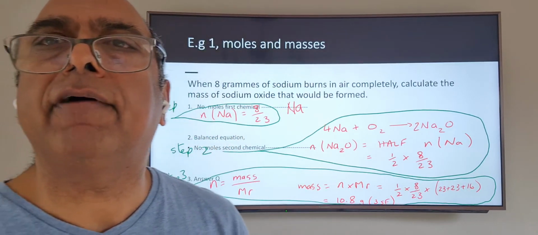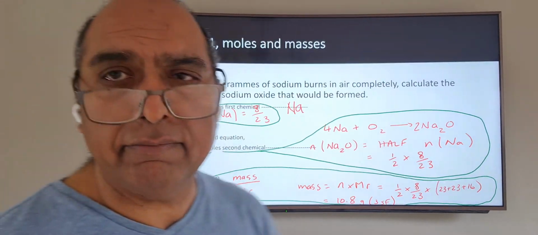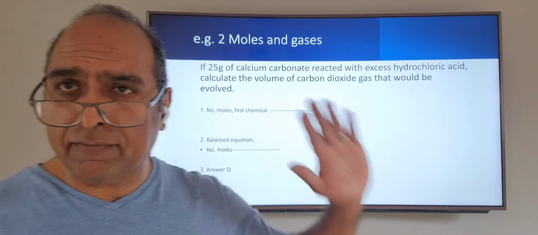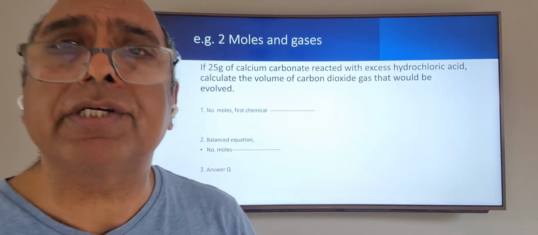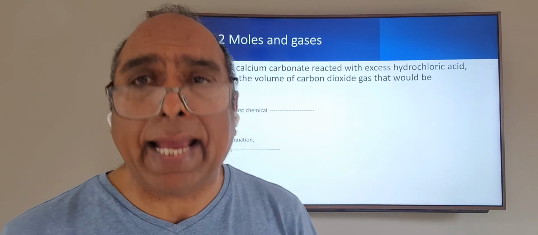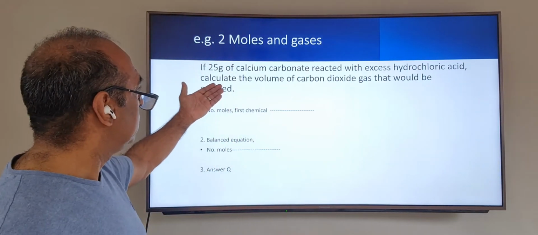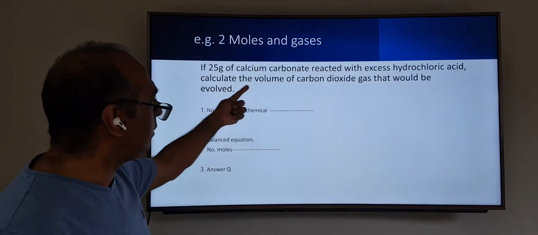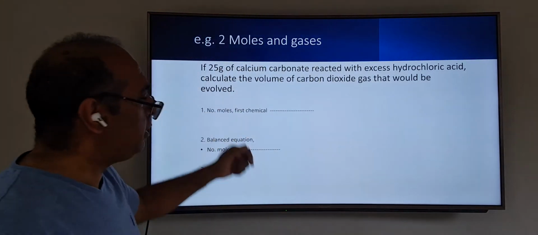Right, that was example 1. All right. Let's do example 2. Now, I've got an example 2. This is to do with gases. 25 grams of calcium carbonate reacts with excess hydrochloric acid. Calculate the volume of carbon dioxide gas that would be produced.